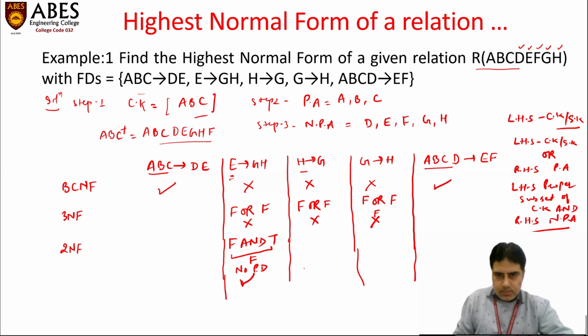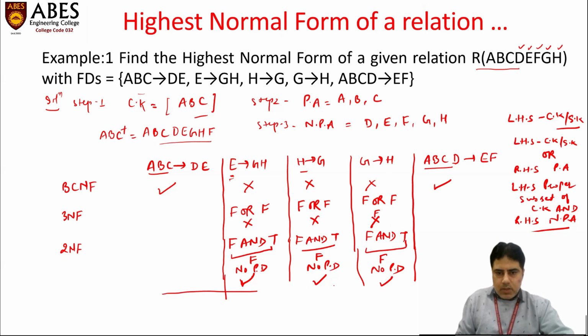Now check the next one. Left hand side is a proper subset? False. And G is a non-prime attribute, true. So it is false, no partial dependency. So we can say that this is in 2NF. Now check for this. Is it a proper subset of a candidate key? No, false, and H is a non-prime attribute, true. So this output will be false. There is no partial dependency, or we can say that this is in 2NF.